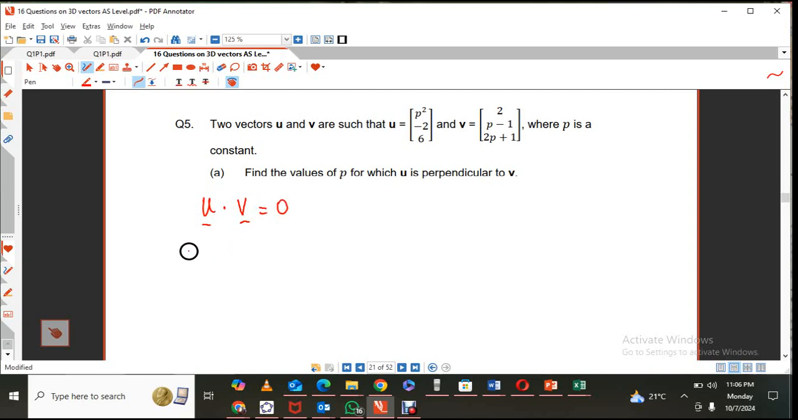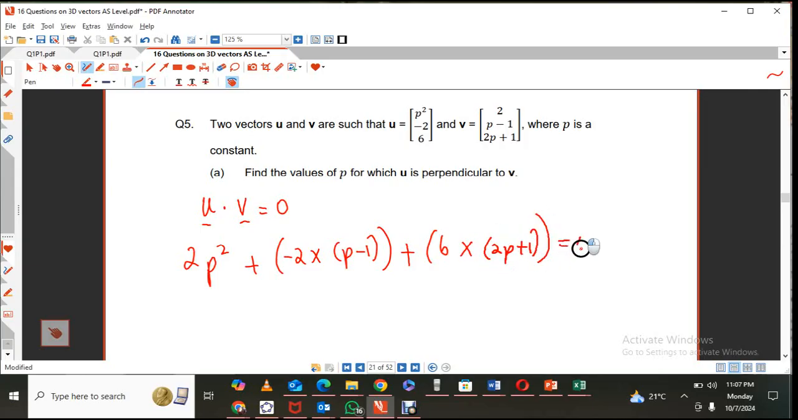So if you do that, you get 2p squared, if you multiply that by that, plus minus 2 times p minus 1, plus 6 times 2p plus 1. That should give you 0. So let's see, we have 2p squared.